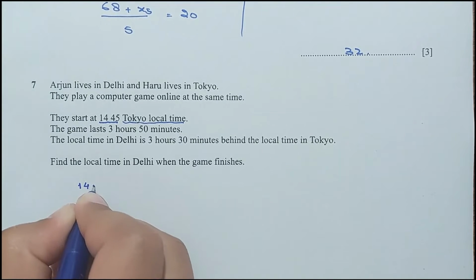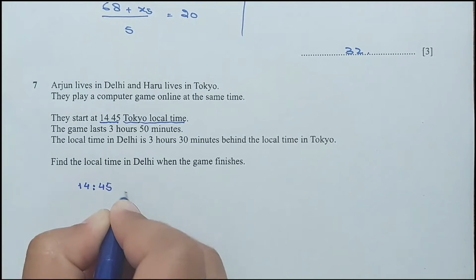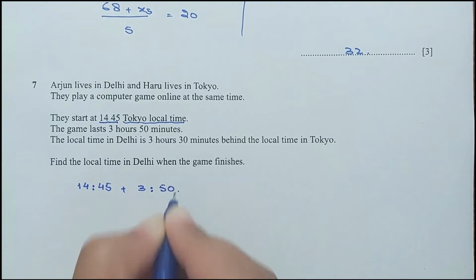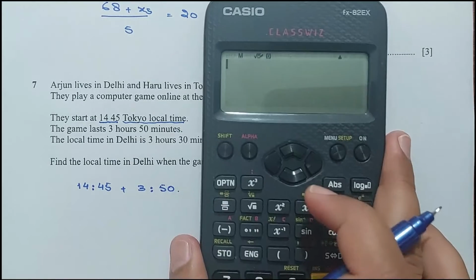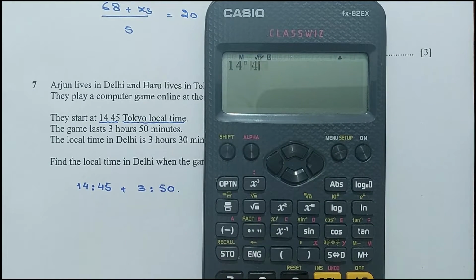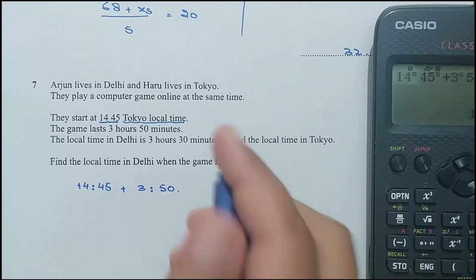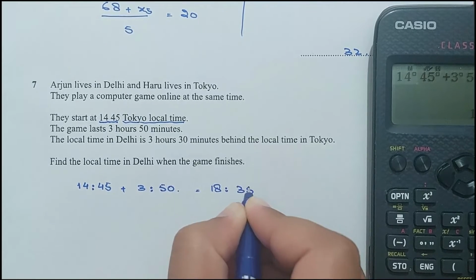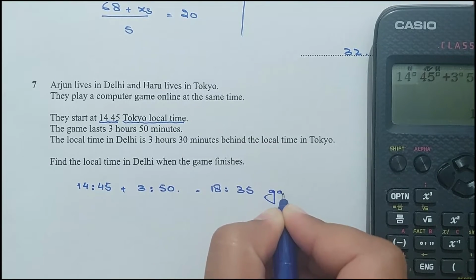So to 14:45, we have to add 3 hours and 50 minutes. That is the duration of the game. So in 14:45, add 3 hours and 50 minutes, right? So at 18:35, the game ends.